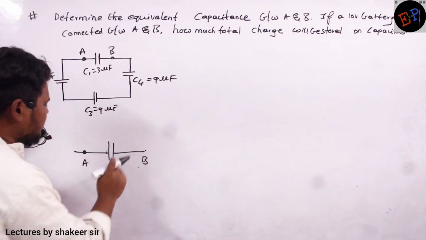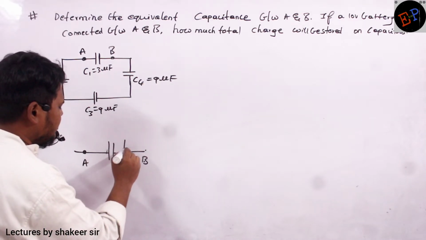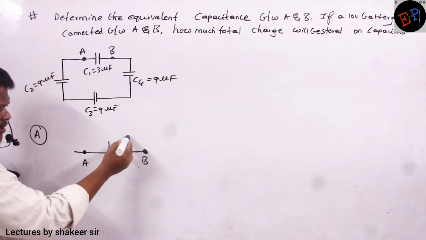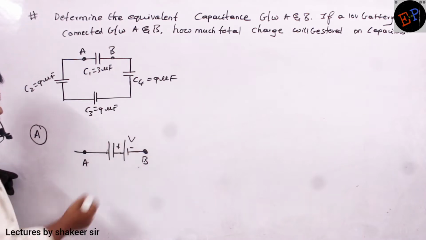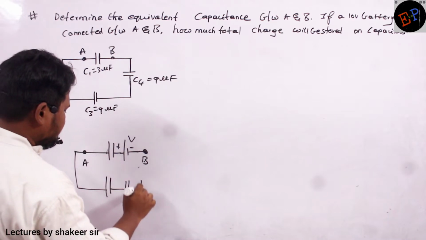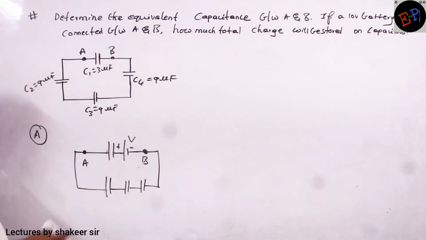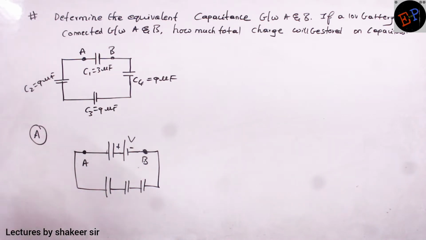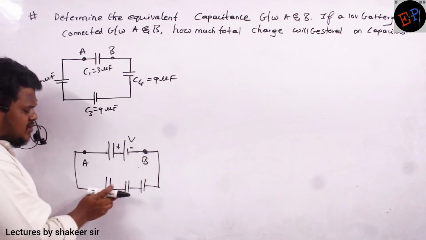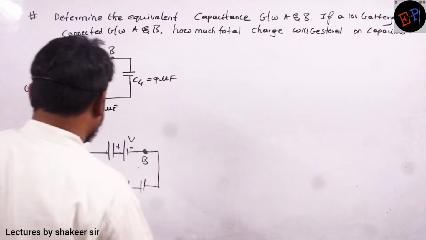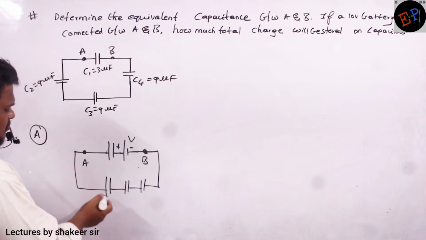Now let us connect a battery. Consider this is the battery which is connected, in these two terminals only. Now 1, 2, 3: all the three capacitors are connected in series like this. And to these three capacitors, this capacitor is in parallel connection. So what is the total circuit? See here. What is the capacitance of this one?